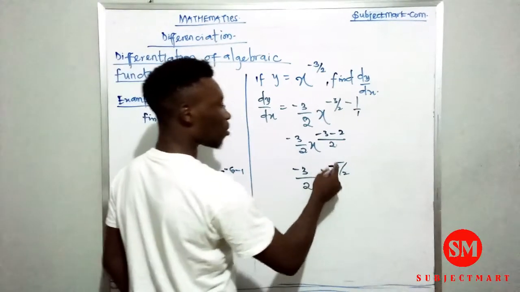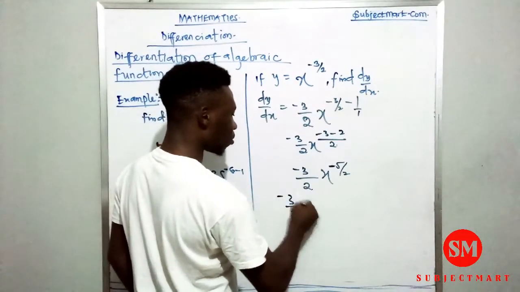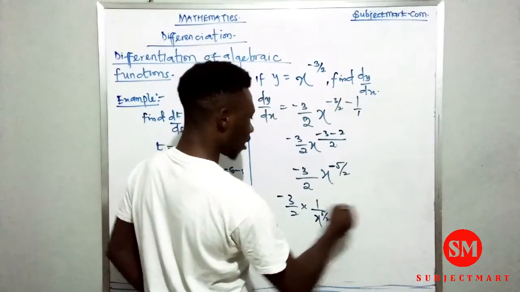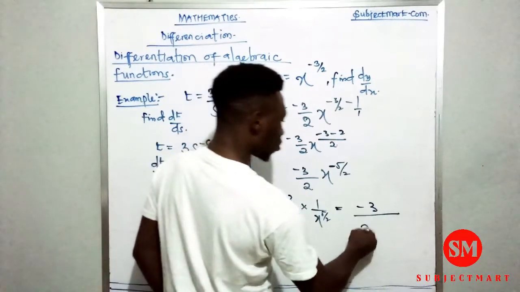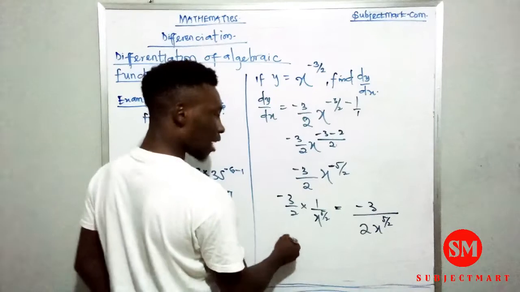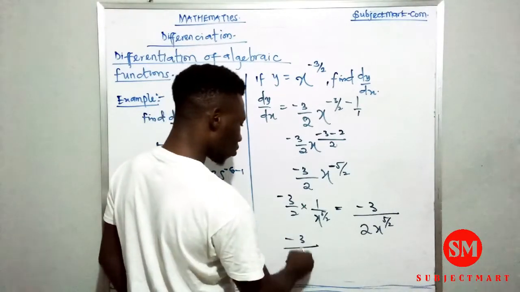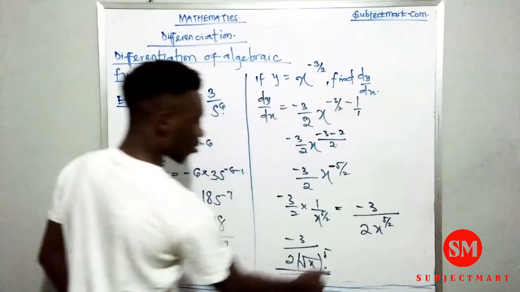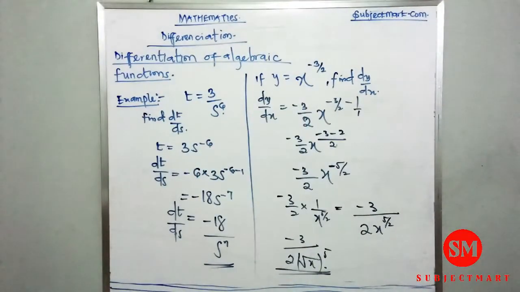This is a negative reciprocal. You have to bring it down to the positive reciprocal. This becomes minus 3 over 2 times 1 over x raised to the power 5 over 2, which is now equal to minus 3 times 1, that's minus 3 over 2 x raised to the power 5 over 2. So you can now express this as minus 3 over 2 square root of x raised to the power 5. Now this is the solution to this particular question.